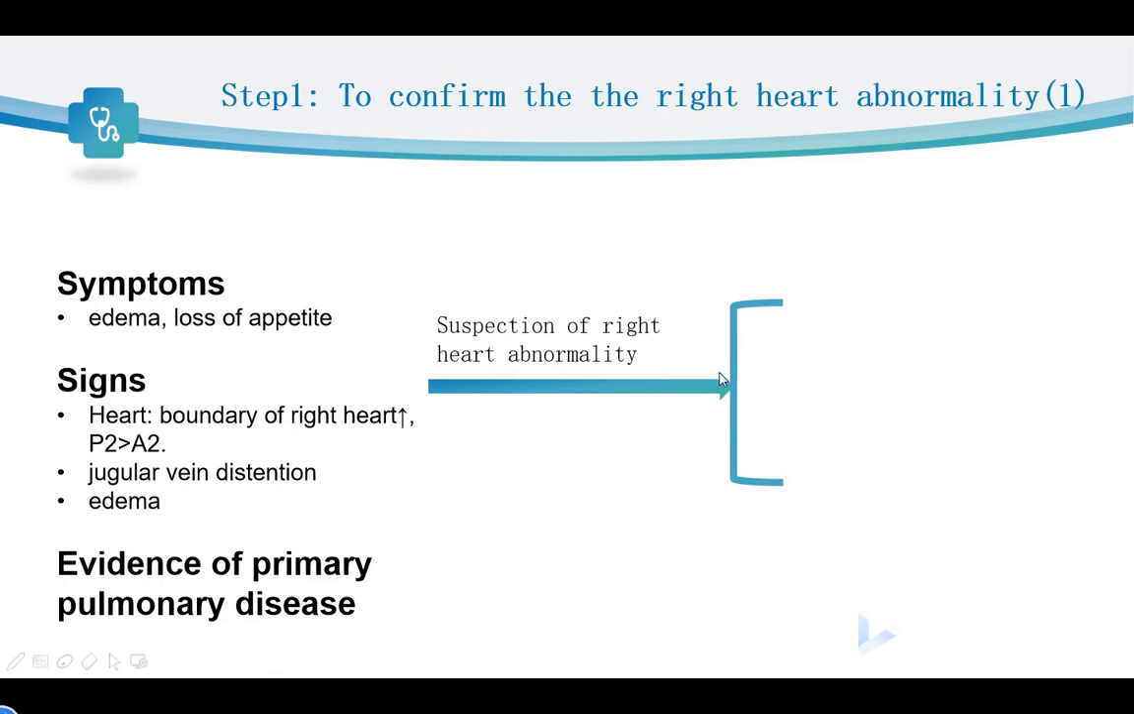And next, we need to do some examinations for this patient to confirm the right heart abnormality. There are 2 kinds of right heart abnormality. One is the functional abnormality. Another one is the structural abnormality.